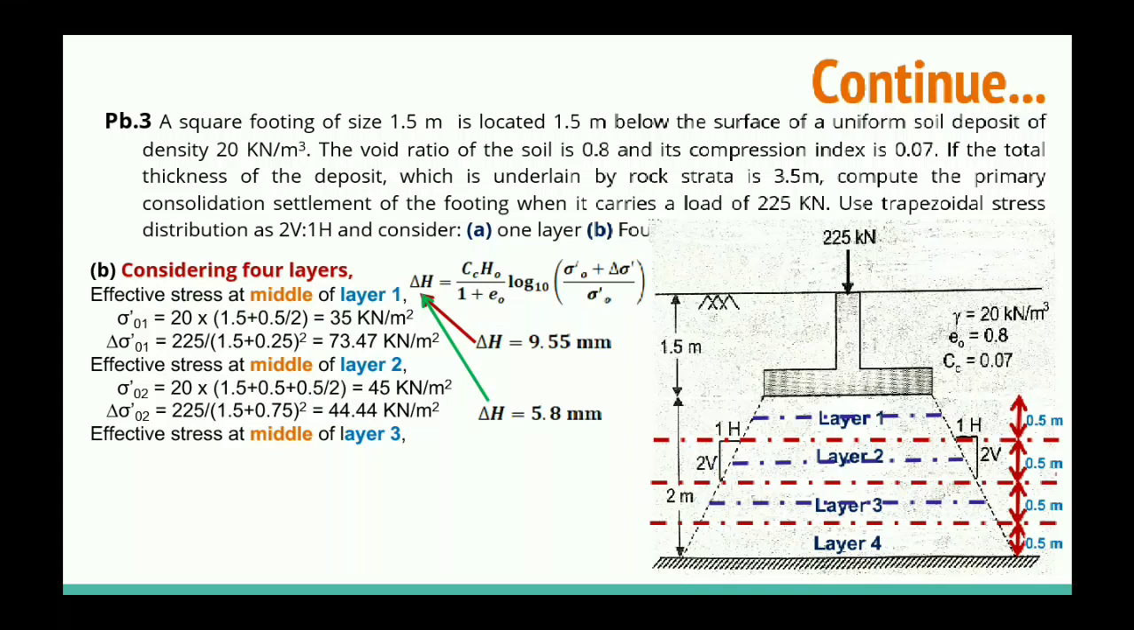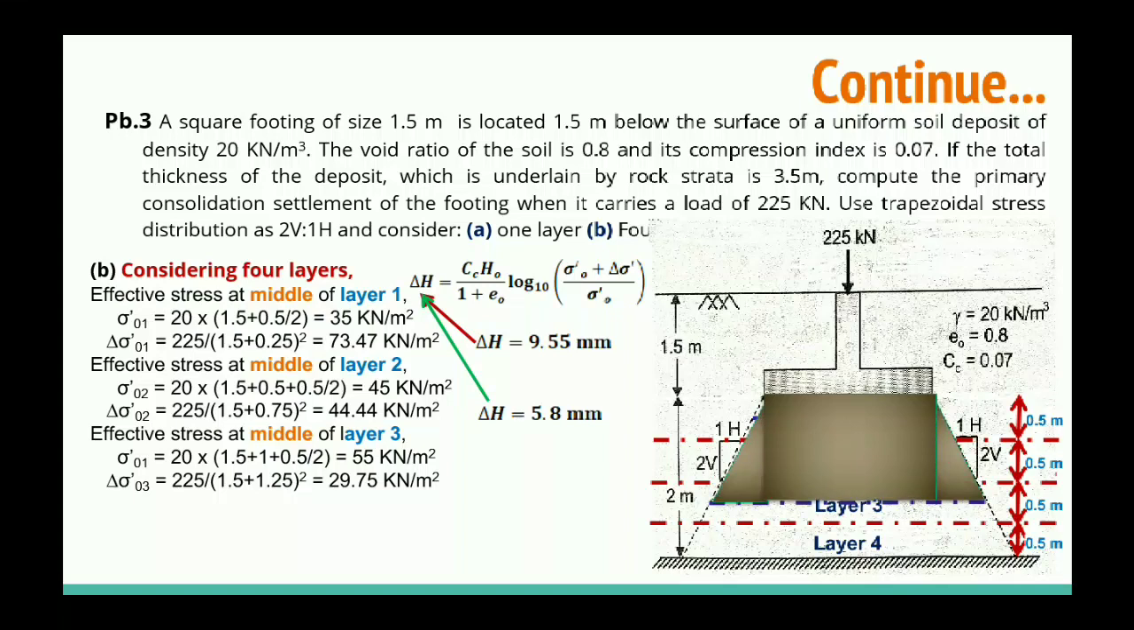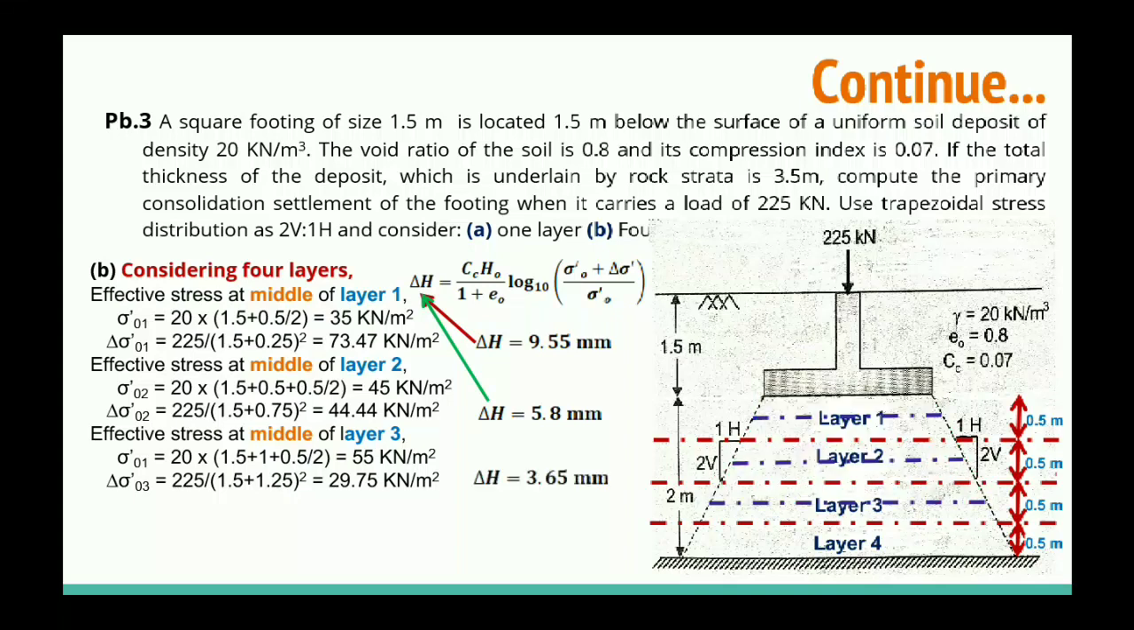Okay, so we can calculate the effective stress, which we get as 50, and the change in the effective stress we get as 29.75 kN per meter square. This shows the dispersion pattern for the third layer. Now we can calculate the total settlement by using this relation, and we get 3.65 mm.